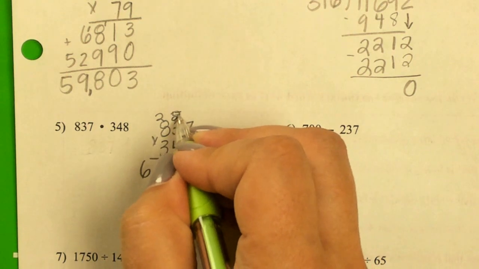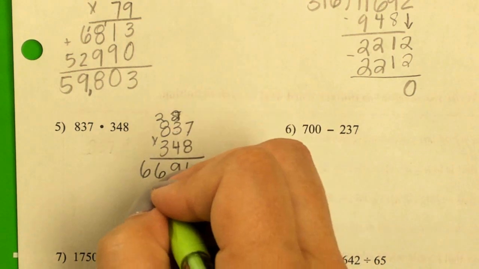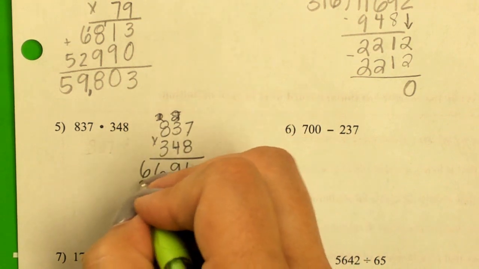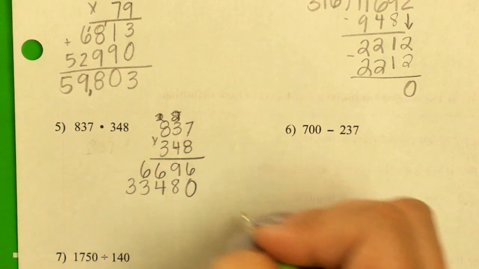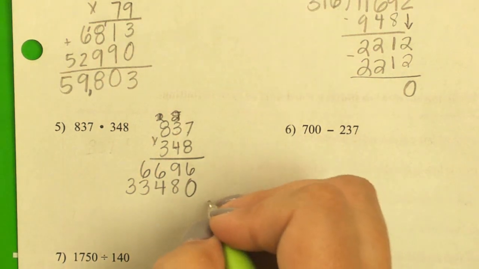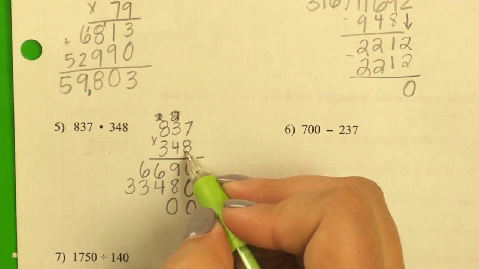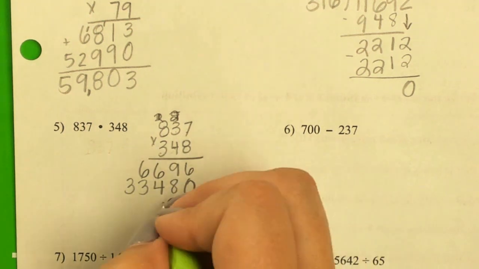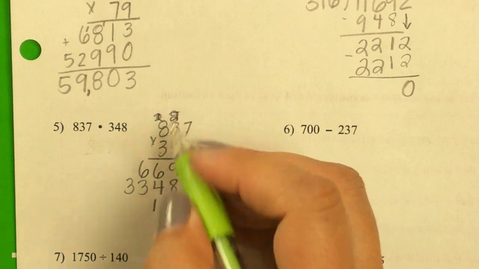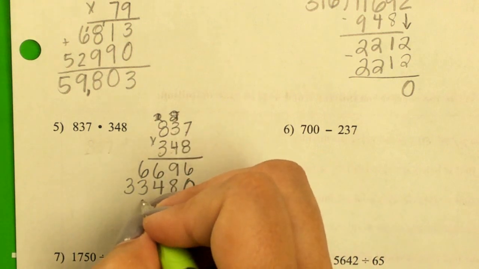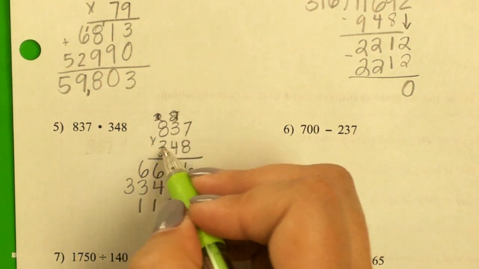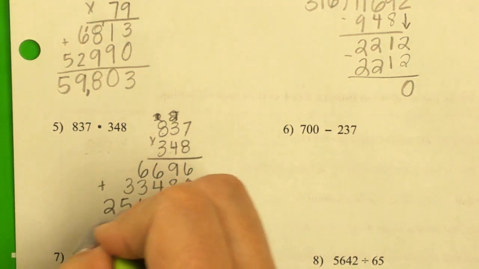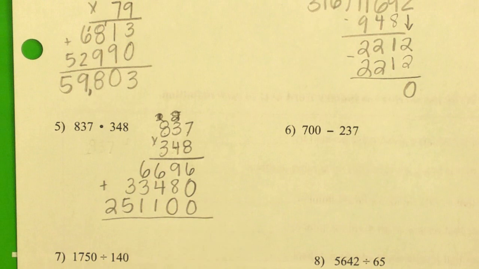Put my 2 up here. 4 times 3. Add 2. 4 times 8. Add 1. Now, what do I do in this next row? I got to put 2 placeholders because I've moved from my 1's place, from my 10's place, now I'm on my 100's. 3 times 7, 21. Okay, 3 times 3 plus 2 would be 11. 3 times 8 is 24, plus 1 would be 25. Okay? We good so far?